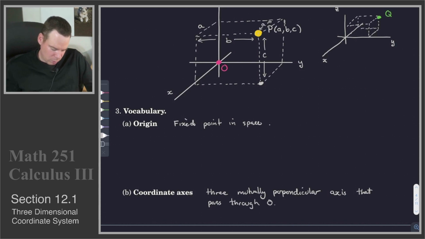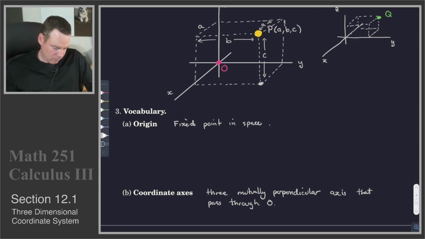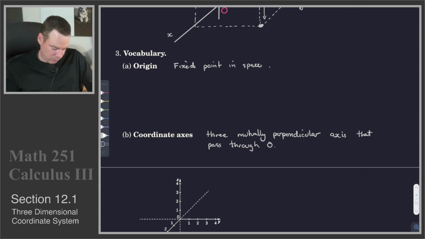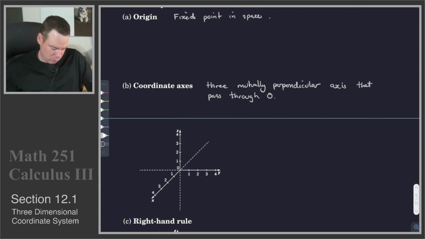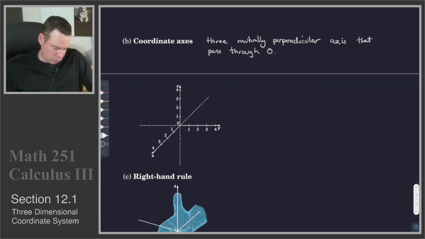What do I mean by mutually perpendicular? I mean any one of them is perpendicular to any other one of them. So they're all perpendicular to each other. What else do we have? So there's our three mutually perpendicular axes. Again, we're drawing the x coming out of the page, the y off to the right, and the z going up. That's typically how we're going to draw our axes.